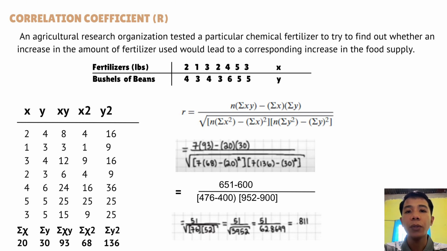And then we do the division and that gives you 0.811, which is a very strong correlation and a strong relationship between x and y. So therefore, an increase in the amount of fertilizer used would lead to an increase in the food supply. And that would be all for my part.